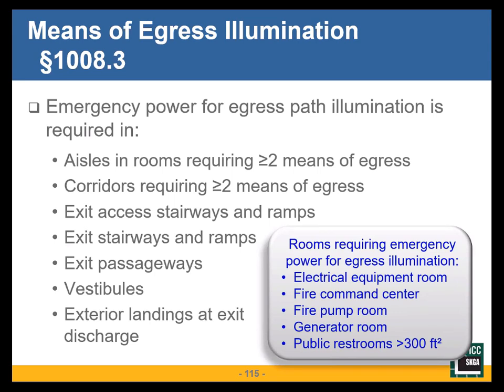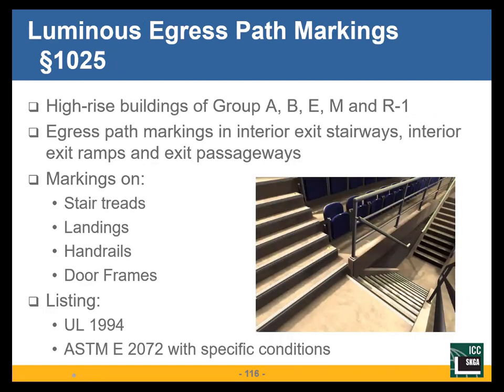Additionally, things that are not really exits that you'll find in Chapter 10 for emergency illumination. Equipment rooms, fire command center, fire pump room, generator room, and public restrooms greater than 300 square feet. They all require secondary power for egress illumination.